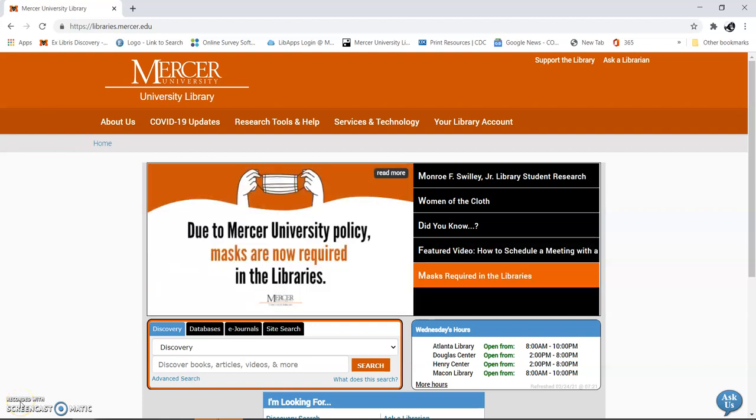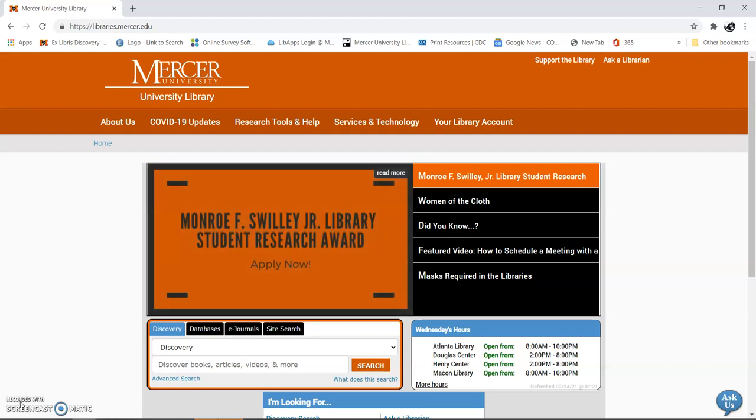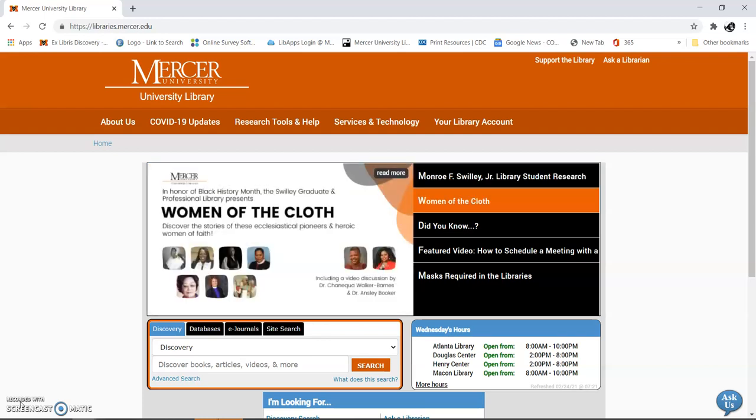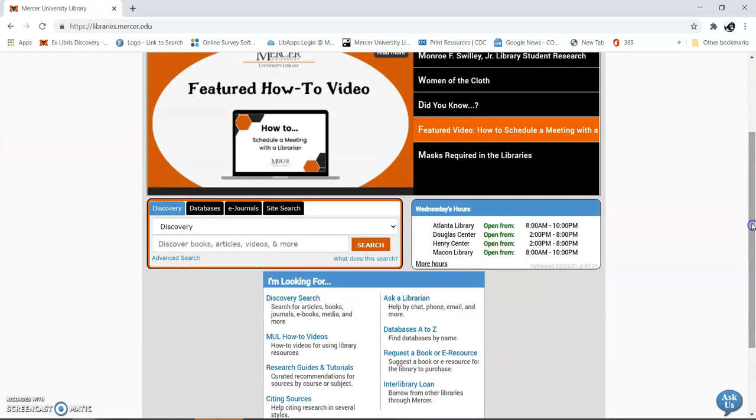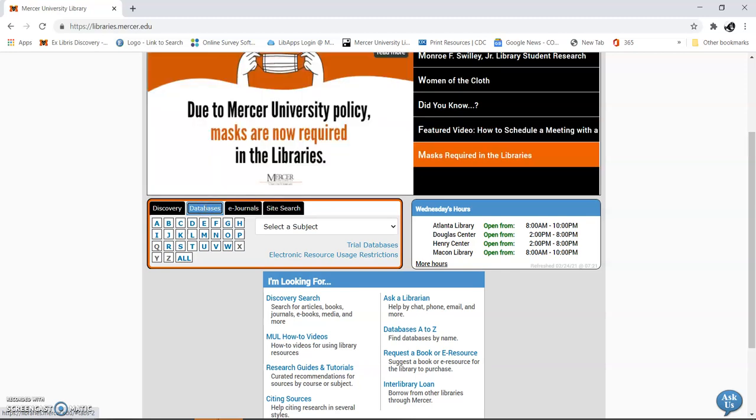Today I'm going to show you how to use CQ Researcher to help form your ideas for a research topic. I'm going to start by going to libraries.mercer.edu. Now I know the database I want, so I'm going to go right to databases. And it's called CQ Researcher.